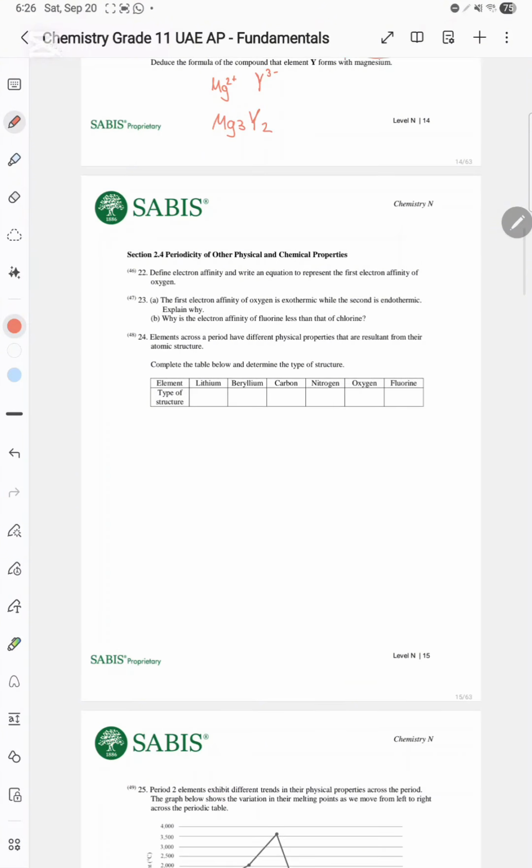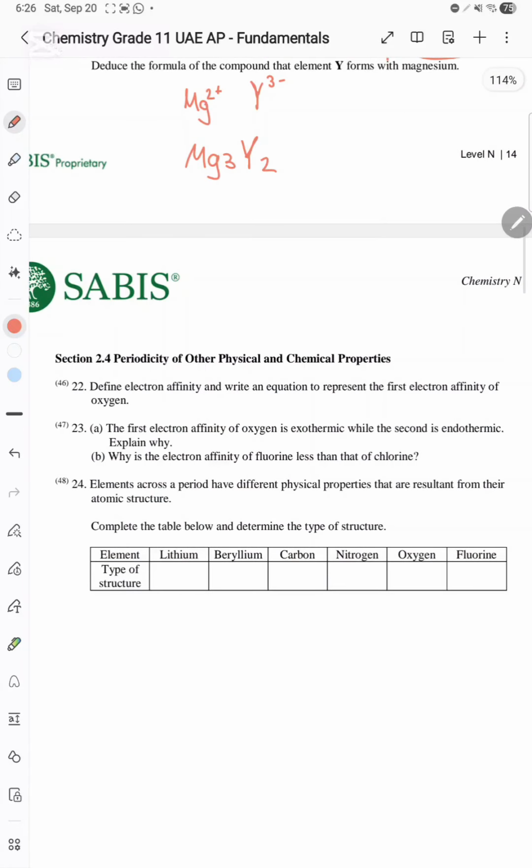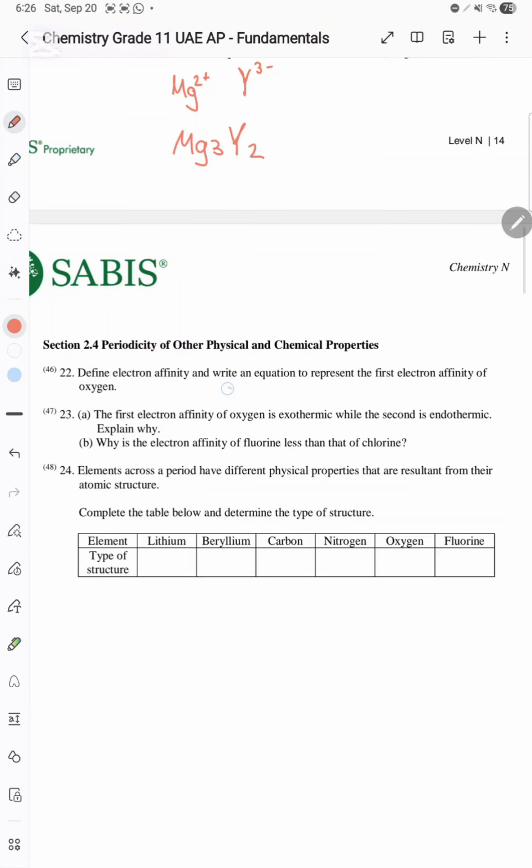Now, almost done. Define electron affinity and write down an equation to represent the first electron affinity of oxygen. Electron affinity is the energy change when an electron is added to a gaseous atom, and the equation is going to be O in gaseous form plus 1 electron gives O minus in gaseous form. It's not O2, because they asked that question in the AMS where it was chlorine.